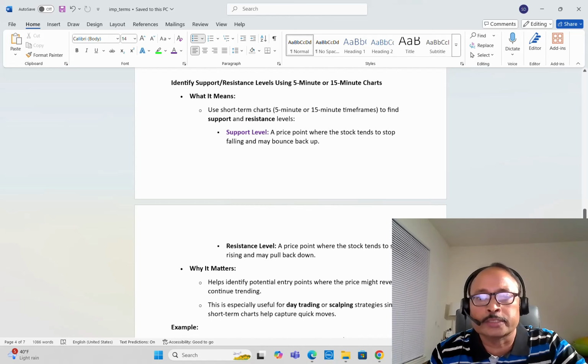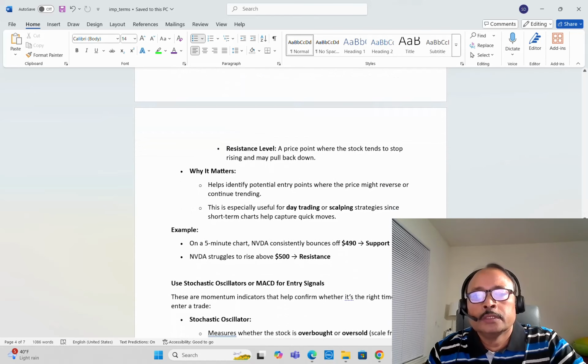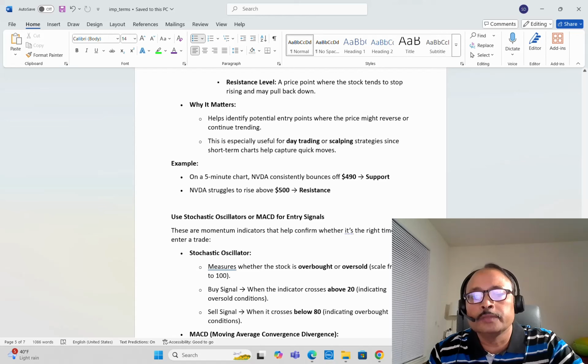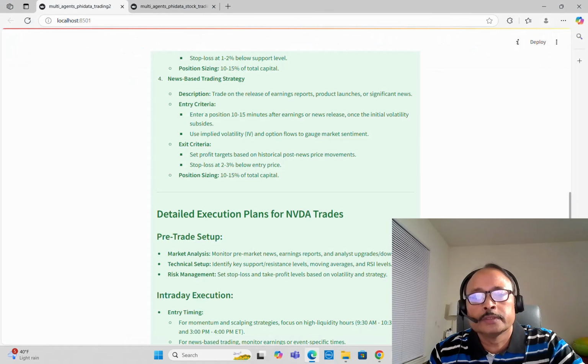The resistance level I have already explained. It's very important to understand the support level and resistance level. Why does it matter? It helps identify potential entry points where the price might reverse or continue trending. This is especially useful for day trading or scalping. So everything here is for day trading only.